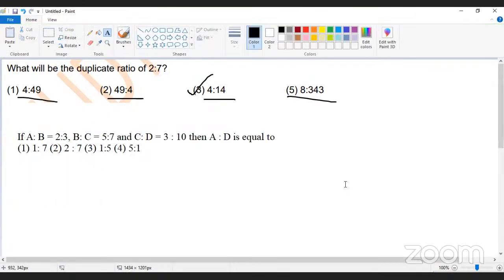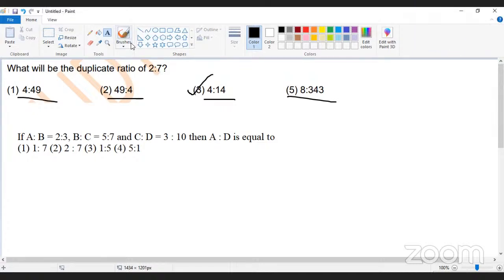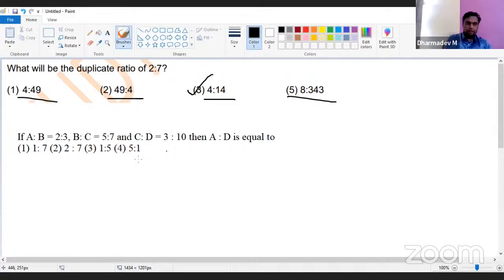A is to B is 2:3, B is to C is 5:7, C is to D is 3:10. What will be A is to D? Have you solved these kind of questions? 1:5. Good. Okay. Any other answer? Or anyone not aware of it? 1:7. 1:7. Okay.